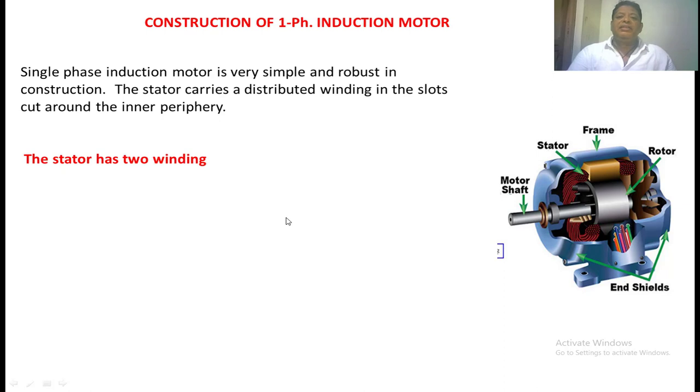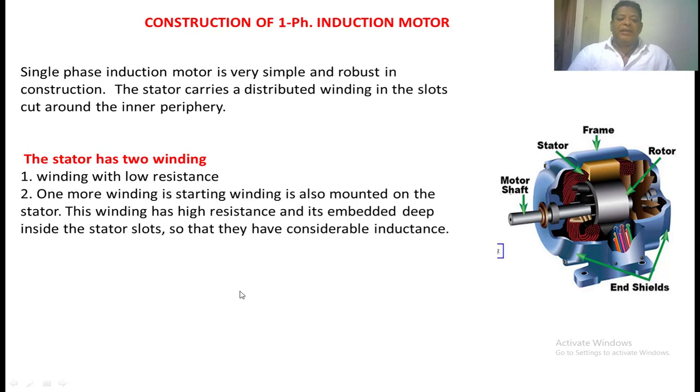The stator has two windings. One is the main winding, which has a low resistance. One more winding is the starting winding, which is also mounted on the stator. This winding has a high resistance and is embedded deep inside the stator slots so that it has a considerable inductance. The rotor construction is the same as a squirrel cage induction motor.